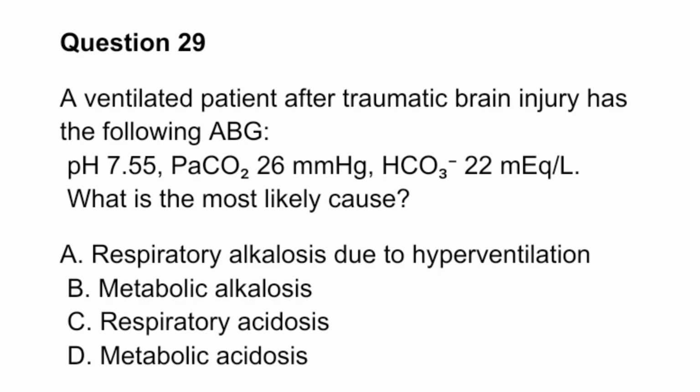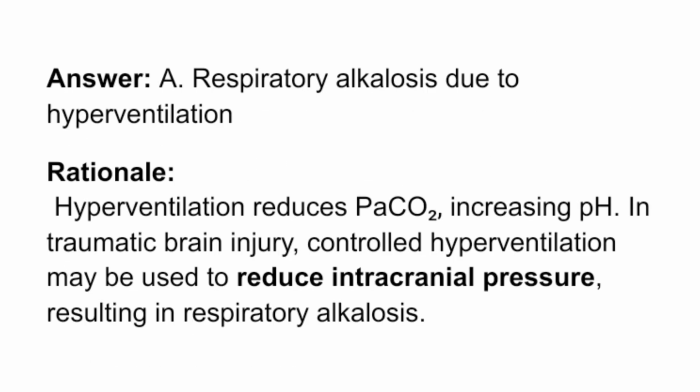Question 29. A ventilated patient after traumatic brain injury has the following ABG: pH 7.55, PaCO2 26 mmHg, HCO3- 22 milliequivalents per liter. What is the most likely cause? A. Respiratory alkalosis due to hyperventilation. B. Metabolic alkalosis. C. Respiratory acidosis. D. Metabolic acidosis. Answer: A.